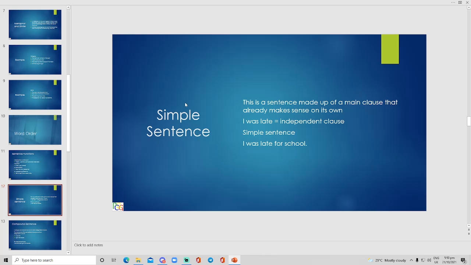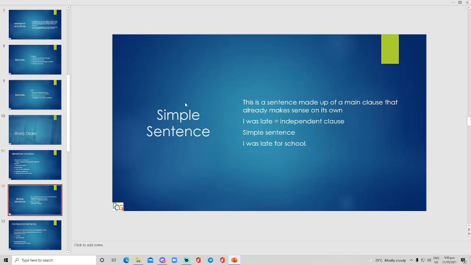So, I talked about sentence functions. Now I want to talk about the different types of sentences. So we have a simple sentence. A simple sentence is a sentence made up of a main clause that already makes sense on its own. So as you can see, the first part, and a clause is just like a part of a sentence. You can call it a phrase, but it's a little more than a phrase. So you can see the first part before the equals, I was late. It already makes sense on its own. I was late.